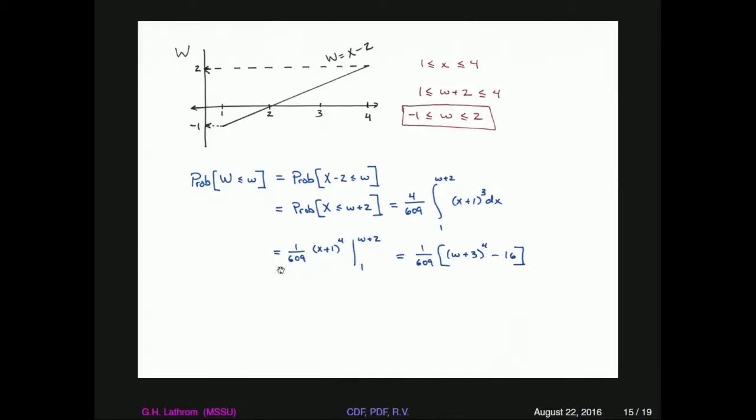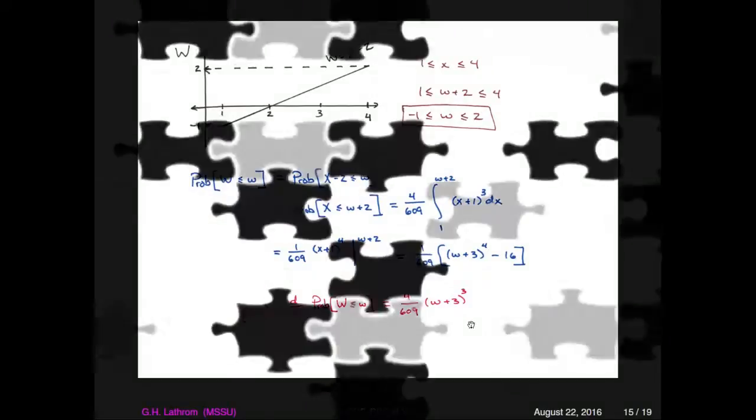So if I do that integration, what happens? I use my single variable calculus, do an integration, and I end up with this answer of 1 over 609 times ((w plus 3) to the 4th power minus 16). And so what is my PDF for W? Well, my PDF is going to be the derivative with respect to little w of the CDF of capital W. So if I take the derivative of this, I end up with 4 over 609 times the quantity (w plus 3) to the 3rd power.